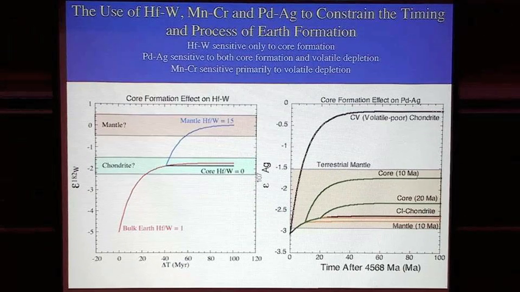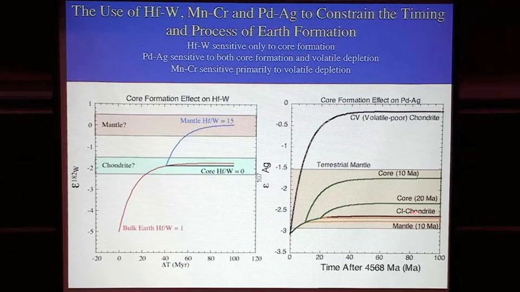Now, the palladium-silver system has very comparable systematics, except it works in the opposite direction. Hafnium is lithophile, so the parent stays behind in the mantle, but in the palladium-silver system, palladium, the parent, goes into the core preferentially. So you look at a system like this: the green line starts out with some initial silver isotopic composition, and you're working with a volatile-rich meteorite like a CI chondrite. The chondrite will evolve out along here, along the black line.